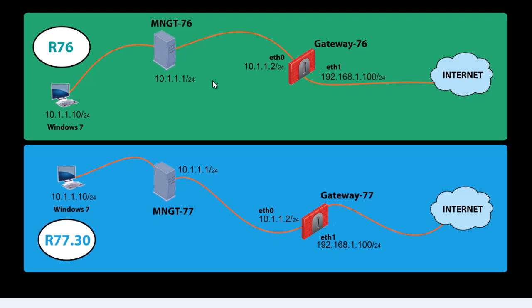In this tutorial I'm going to demonstrate how you can migrate from GAIA R76 to GAIA R77.30. If you look at my diagram, I have two topologies. I have the green topology and I also have the blue topology. In the green topology I am running GAIA R76 and in the blue topology I am running GAIA R77.30.